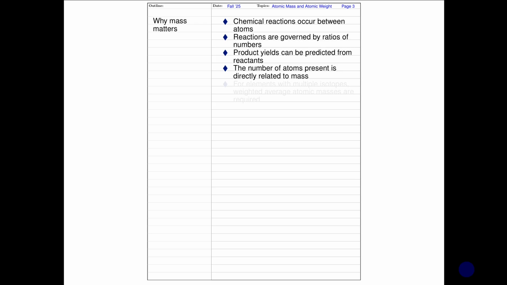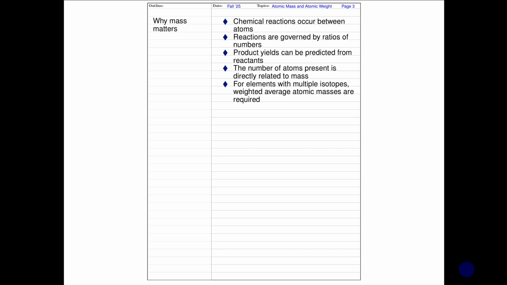Although the number of atoms in a sample cannot be directly measured, the mass or the weight of a sample is proportional to the number of atoms it contains. Therefore, by measuring the mass, chemists can determine the number of atoms in a sample. In this way, mass is fundamental to chemistry.